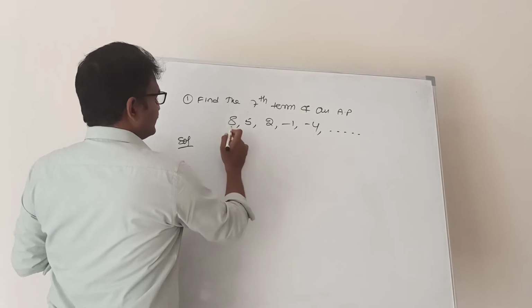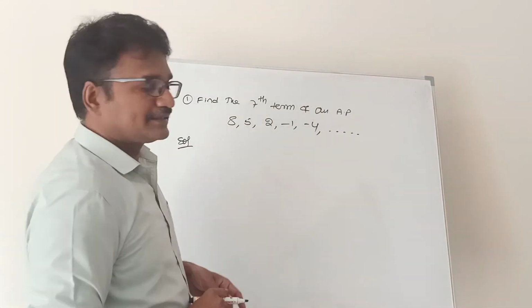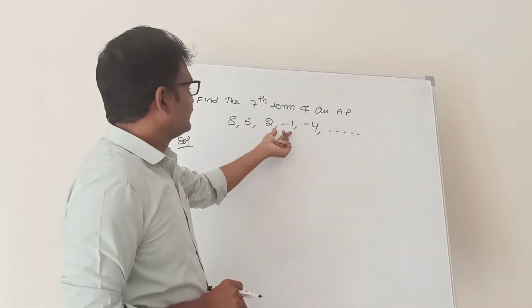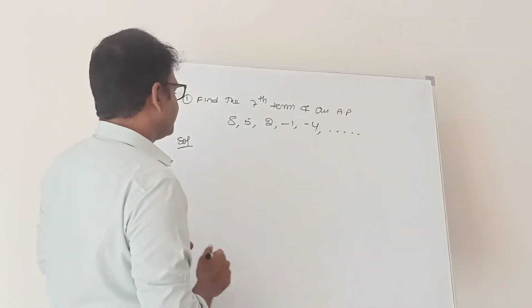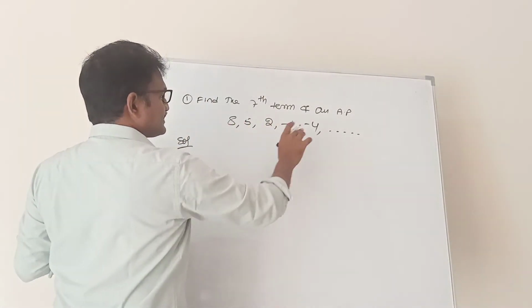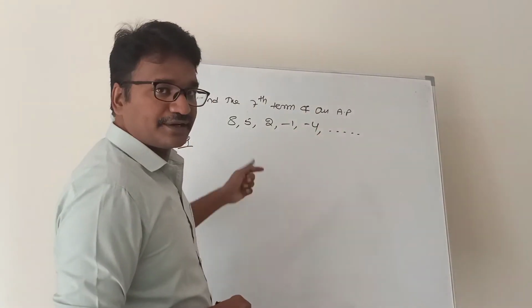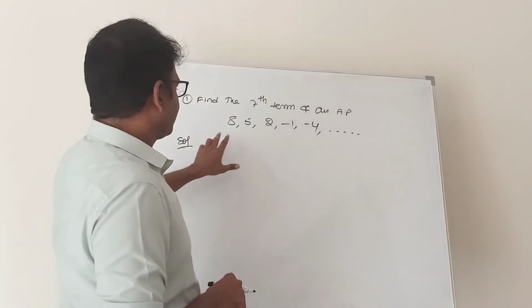So how to find the seventh term? If you observe, the difference between 8 and 5 is 3. The difference between 5 and 2 is 3. 2 and minus 1, the difference is 3. Minus 1 and minus 4, the difference is 3. So therefore, the given sequence is an AP. So how to find whether the given sequence is an AP or not? Observe the difference between two consecutive terms.